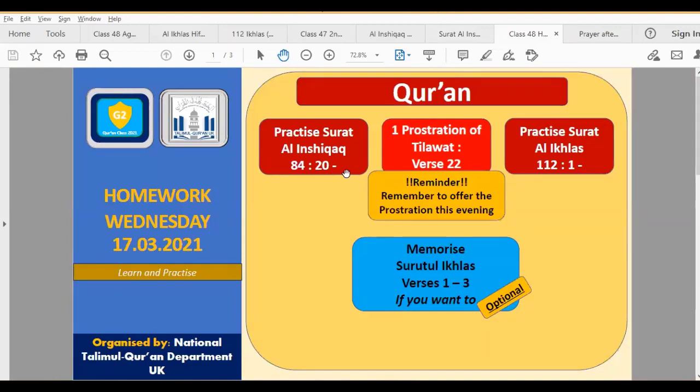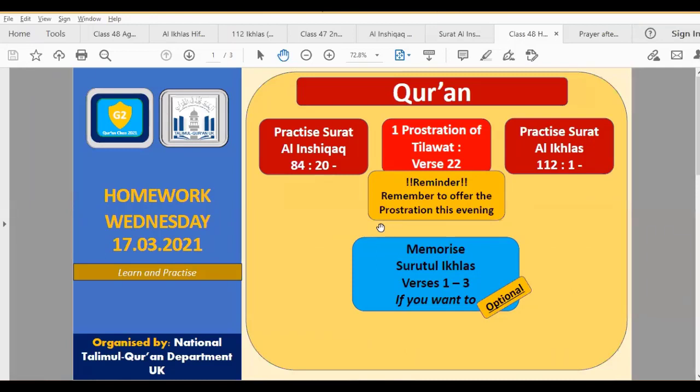Okay, remember that there was a prostration in the tilawat, and because we didn't do it during class, we'd like you to all offer this prostration this evening. So after class, so you don't forget, make sure that you do your sajdah. Okay, really, really important that you do that.